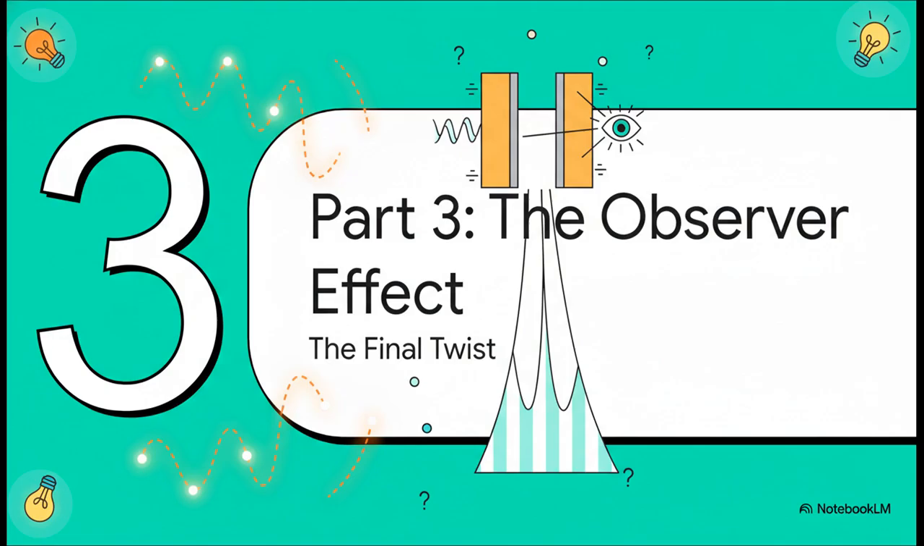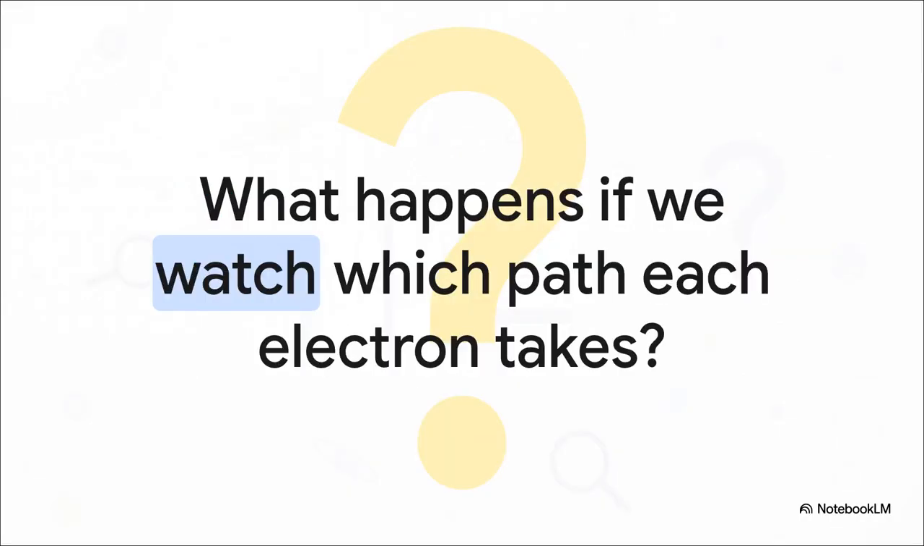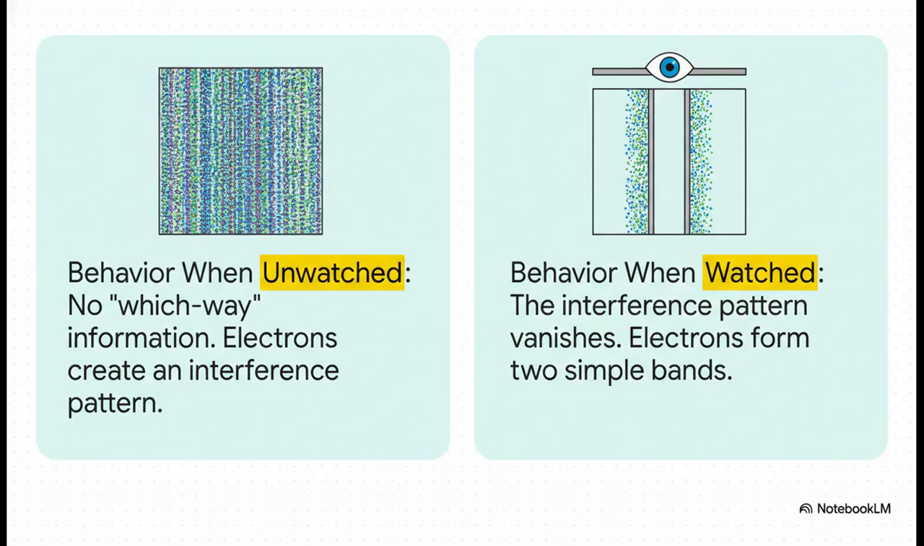The observer effect. This is the next logical step, right? Any good scientist would ask this. We want to know which slit the electron actually goes through. So let's set a little trap. We'll place a tiny detector right at the slits that will tell us, yep, that one went through the left. Or, aha, that one went through the right. We're going to peek. And what happens next is just mind-blowing.